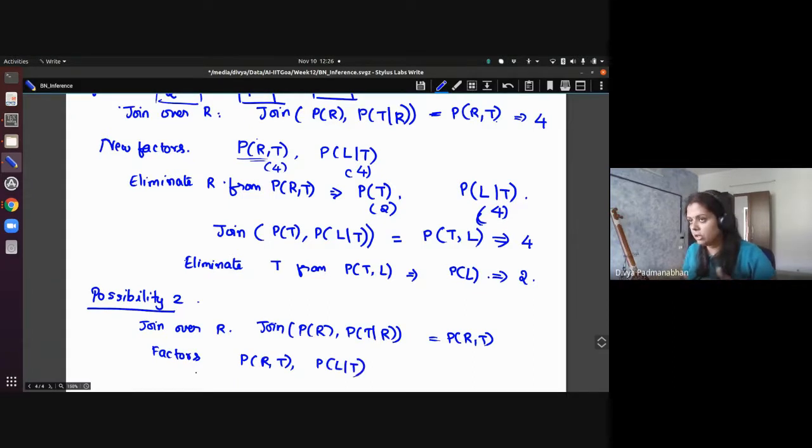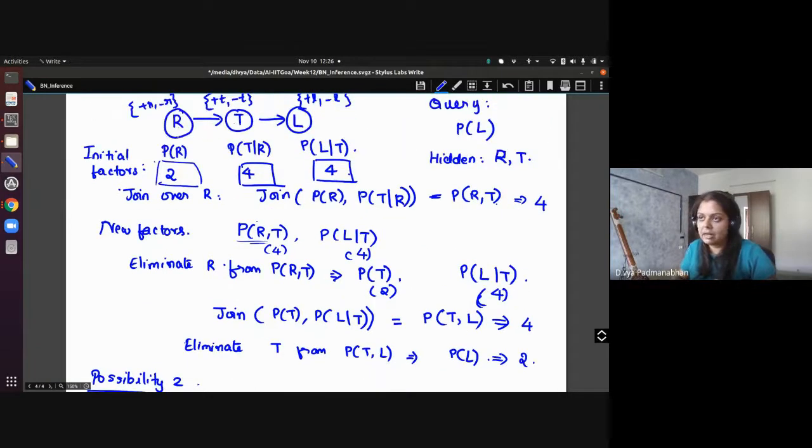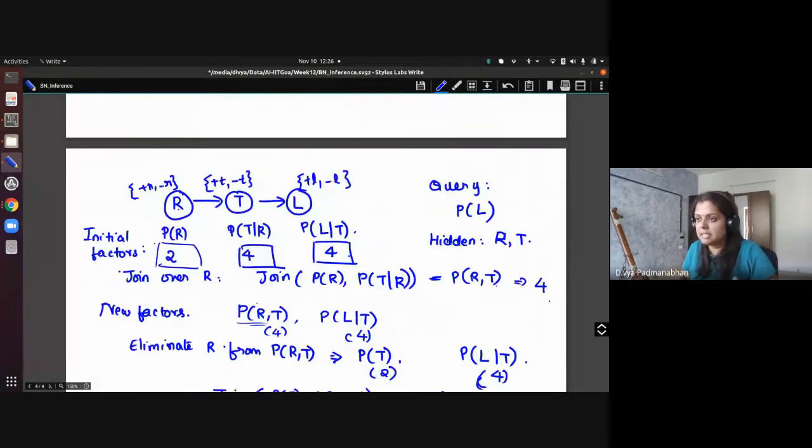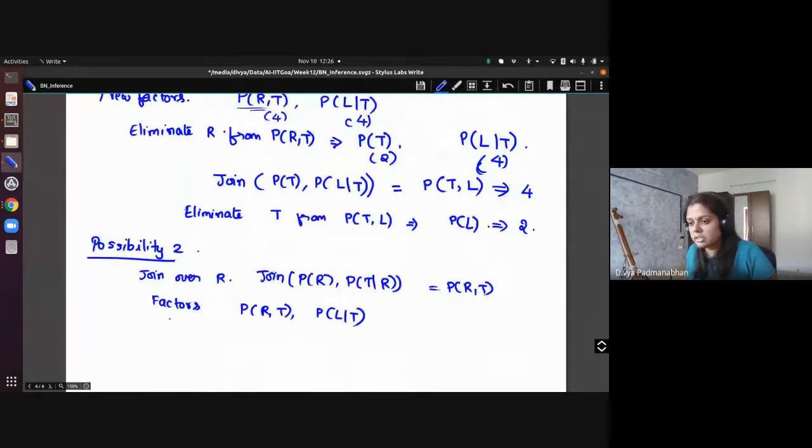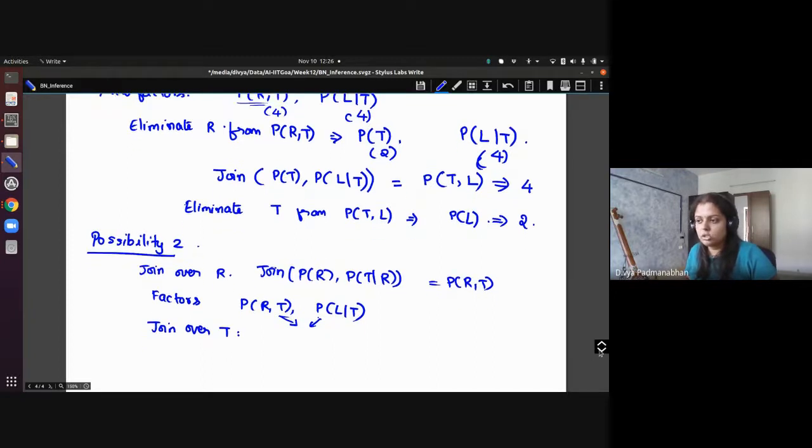I'm ignoring the other tables, and I'm just going to work with these remaining factors. Now here, I can again do a join instead of doing an eliminate. I can do a join over T, so join these two tables. What's going to be the new factor?